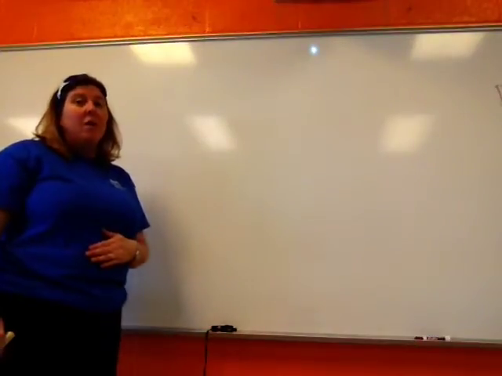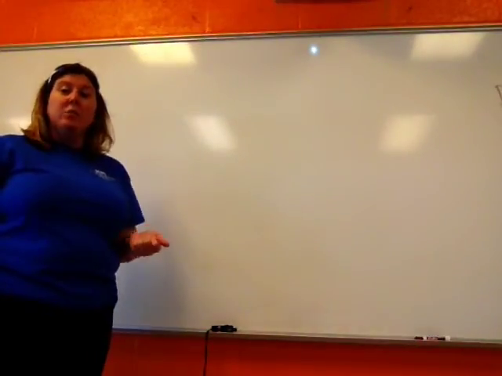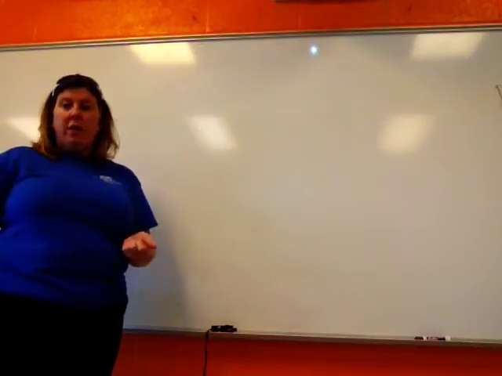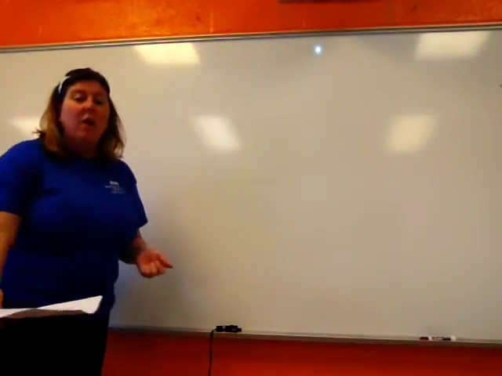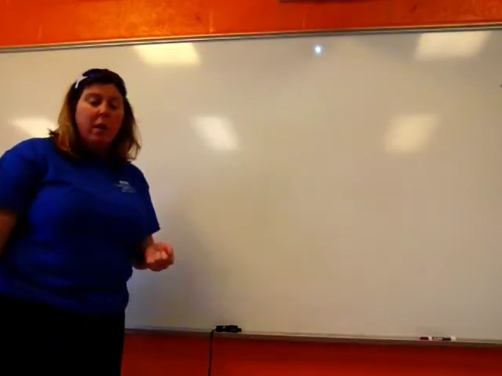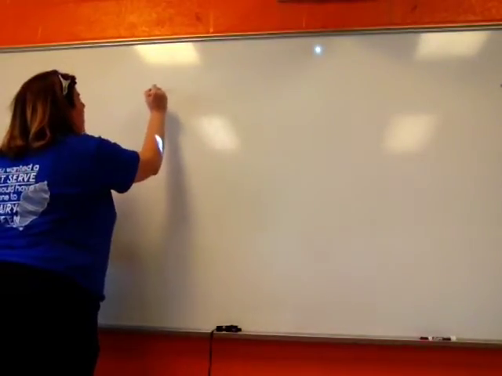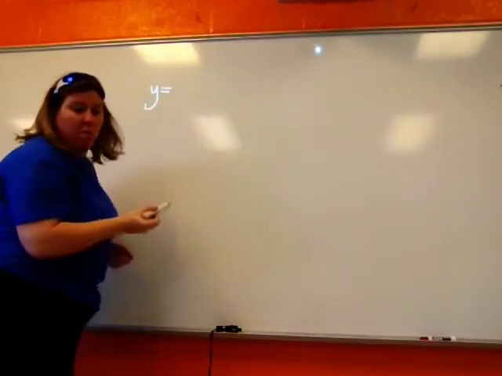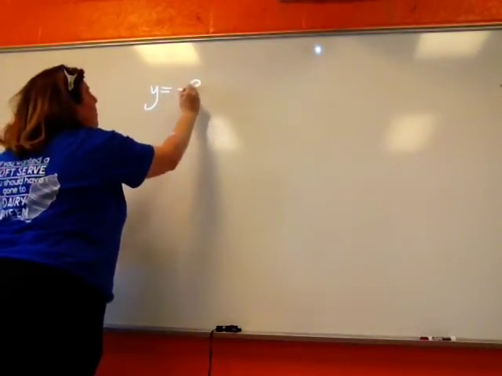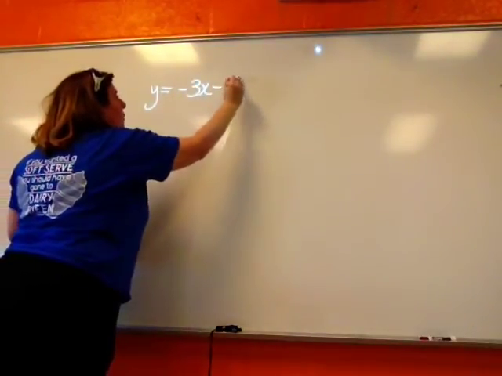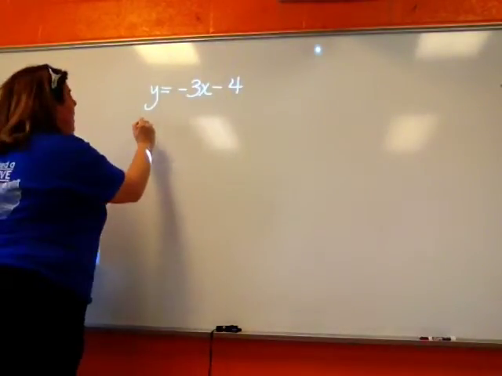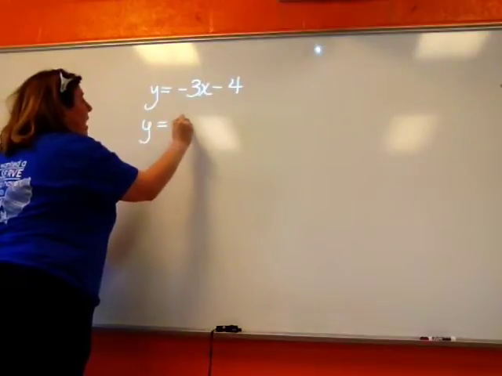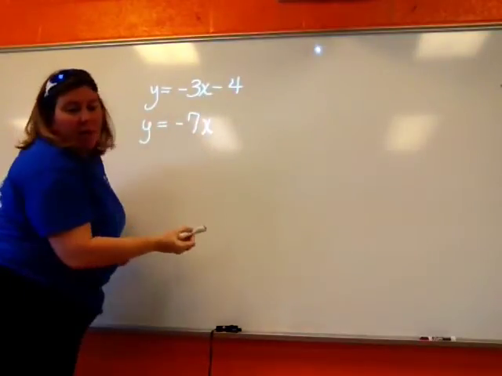If you are watching this video, it's because you missed the question in front of you. So let's take a look at that question that you just missed and see where you went wrong. The question that you just missed was y equals negative 3x minus 4 and y equals negative 7x minus 12.